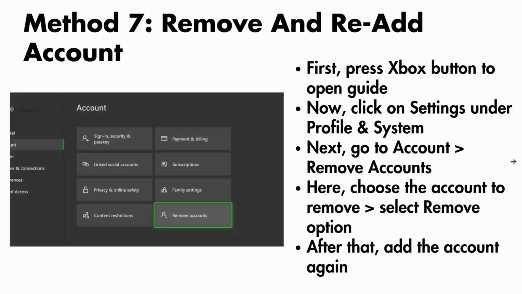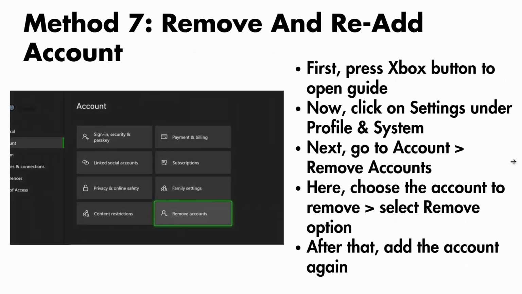Next is to remove and re-add account. For that, press Xbox button to open Guide. Now click on Settings under Profile and System. Next, go to Account, then click on Remove Accounts. Here choose the account to remove, then select Remove option. Now after that, add the account again and then check whether it's working or not.